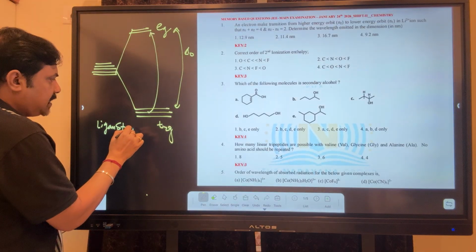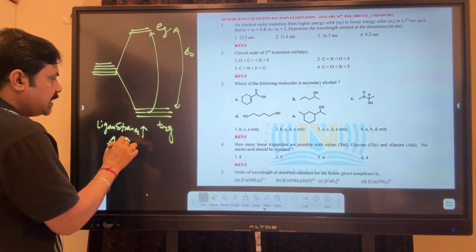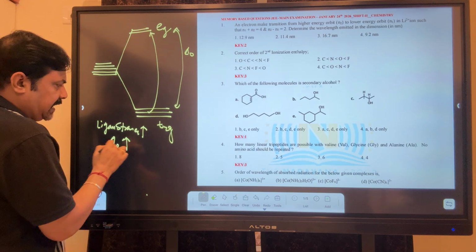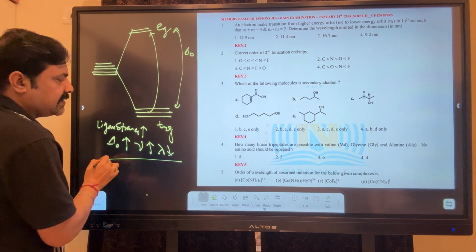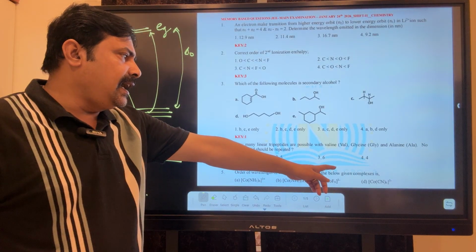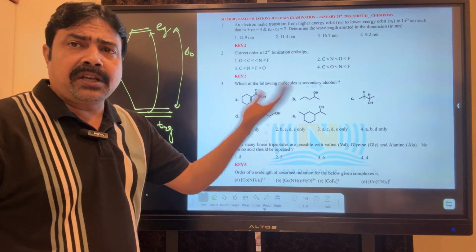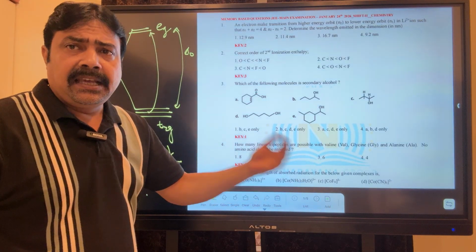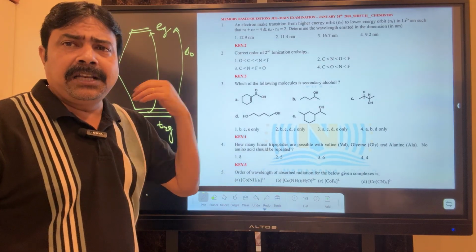Now if ligand strength is more, then delta naught will be more. Delta naught more means energy is more, frequency will be more, and wavelength will be less. This is the funda. Now you look at the cyanide ion. If the ligand is weaker, then obviously delta naught will be less, energy less, frequency less, and wavelength will be more.